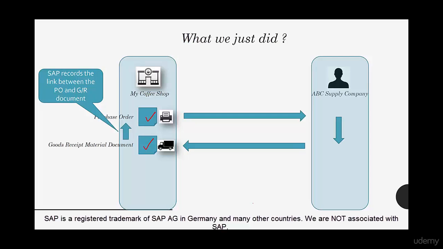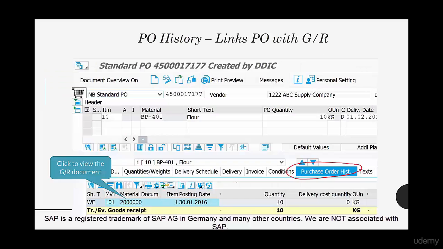And whenever you do a goods receipt, you do it with reference to a purchase order. So this link here is very important. And anybody at any point in time can go back and see the reference linkage between the purchase order and the goods receipt. How do you see that?